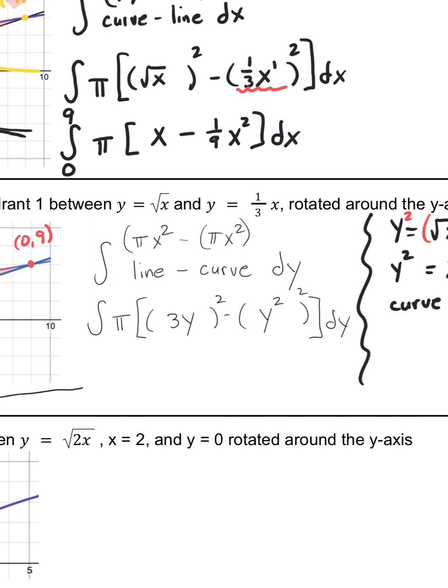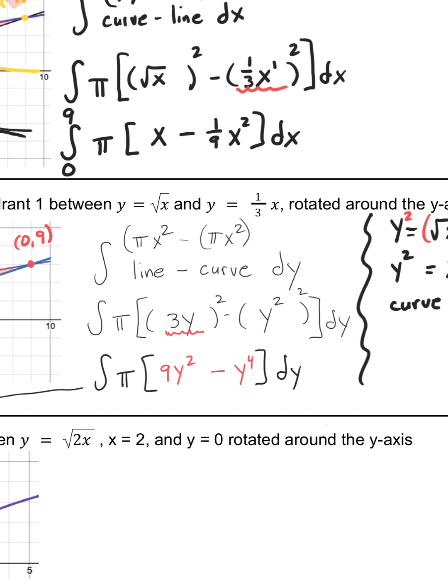Okay, let's simplify that. This one is pretty easy to simplify. Again, everything in this set of parentheses gets squared. So 3 squared becomes 9. y to the first squared becomes y squared, so 9y squared. Over here, y squared squared is y to the fourth.